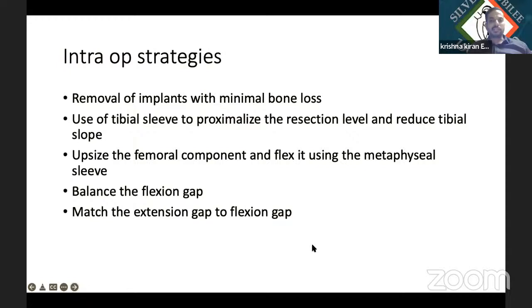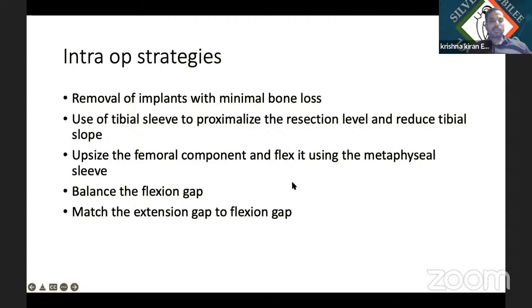We used a tibial sleeve to proximalize the resection level because an 18 millimeter poly was used. We did not want to use a bigger polyethylene because we know that any poly which is more than 17.5 has a higher risk of early revisions because of instability. So we used a tibial sleeve to proximalize the resection level on the tibia and reduce the tibial slope.